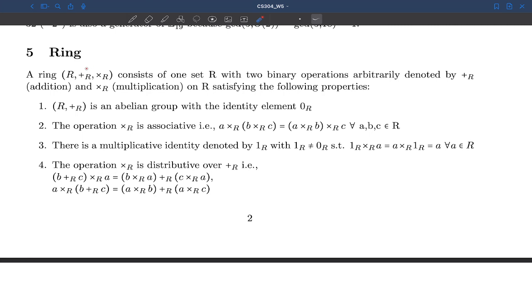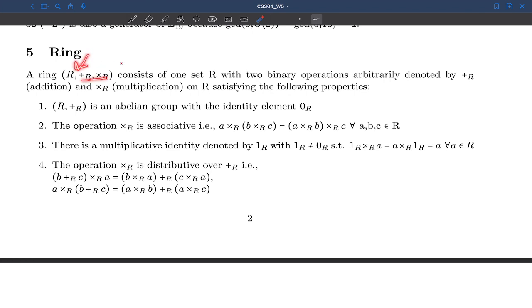But the same rules are applicable for any other two operators also. Here for simplicity I am explaining a ring with addition and multiplication operators, but it is not necessary that they are always addition and multiplication operators. These can be some other operators also.